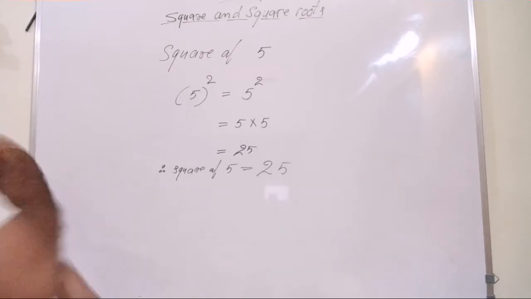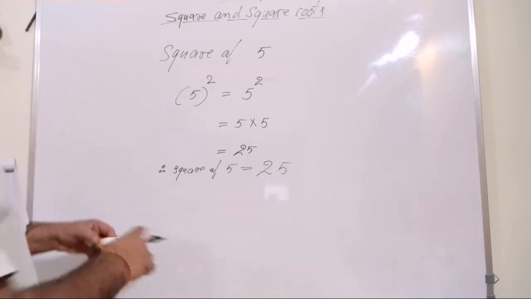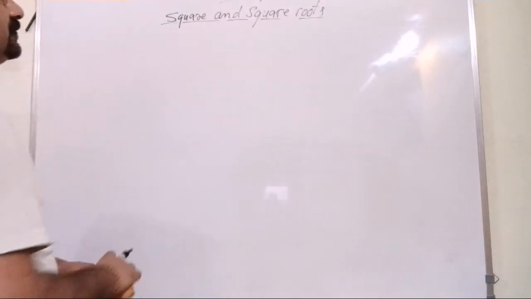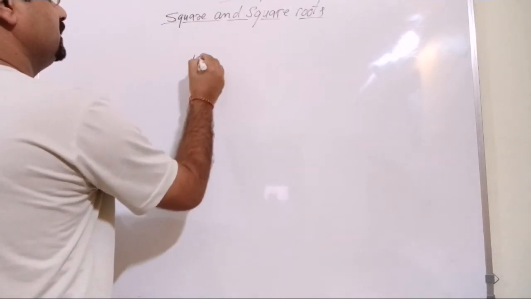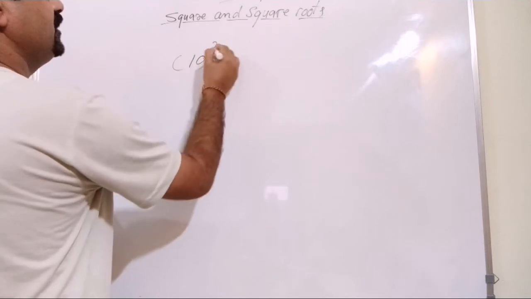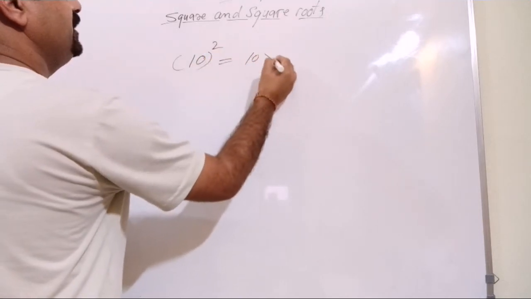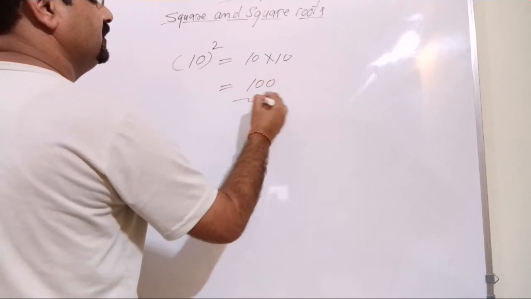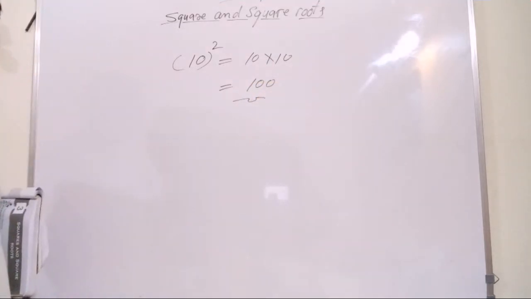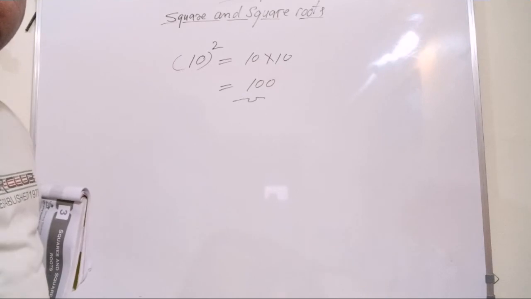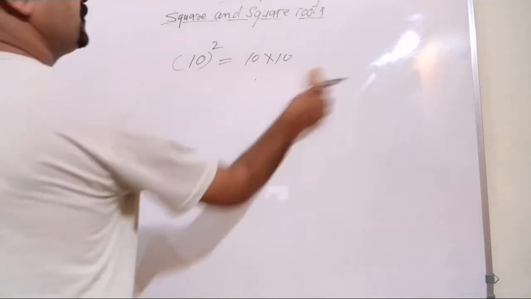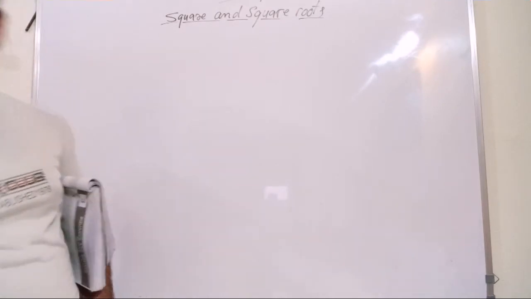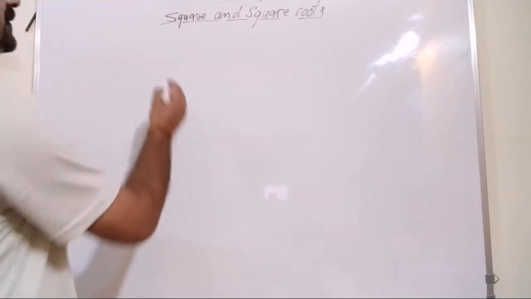Now I will take one more example. This is 10. How to find the square of 10? This is 10 into 10, and this is equal to 100. So beta, this is the answer for the square of 10, right?